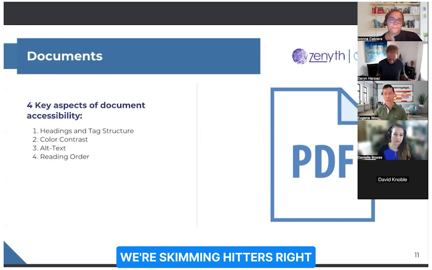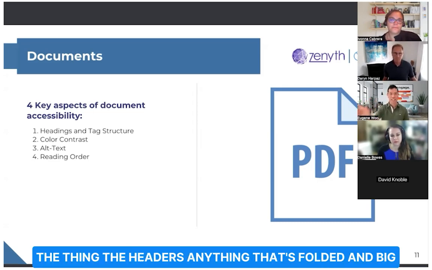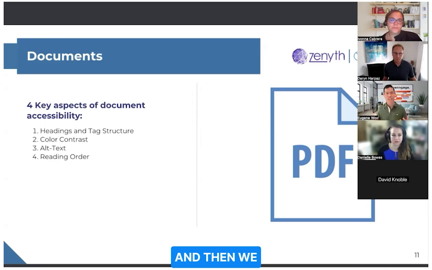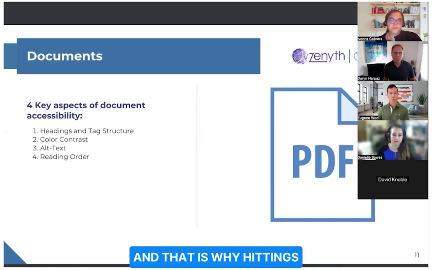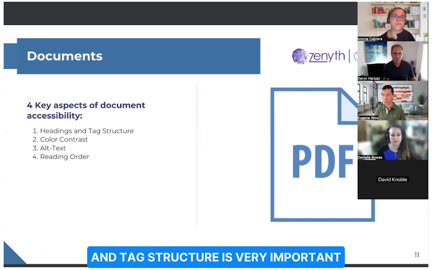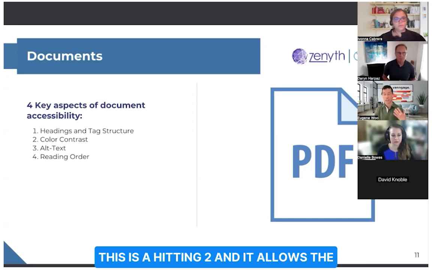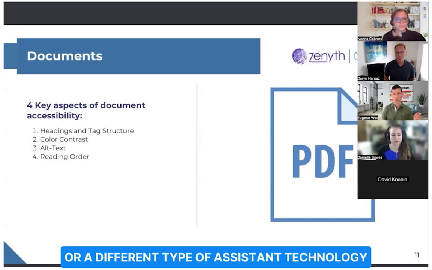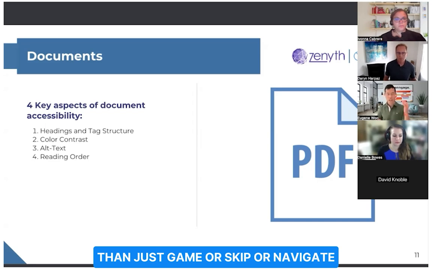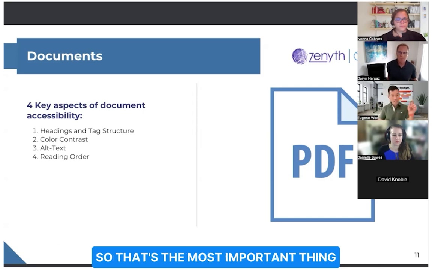We're skimming headers, right? We're sort of just scrolling down with our eyes and catching the headers, anything that's bolded and big, and then we decide whether we want to read word by word or not. So that's how everyone reads, whether you're reading with your eyes or with a screen reader, and that is why headings and tag structure is very important, because it tells the screen reader, this is a heading 1, this is a heading 2, and it allows a user using a screen reader or a different type of assistive technology to then just skim or skip or navigate through the headers, and then they can jump into the content if they want to. So that's the most important thing.